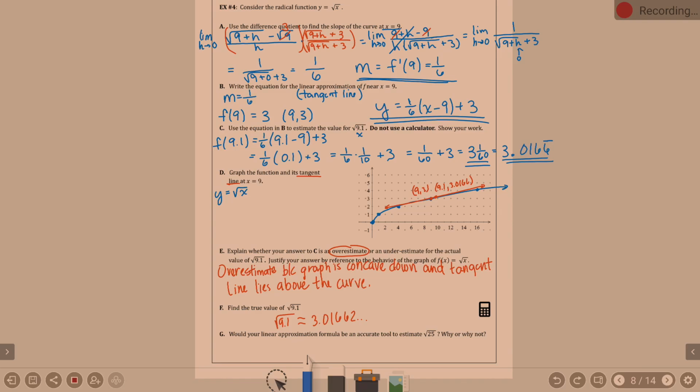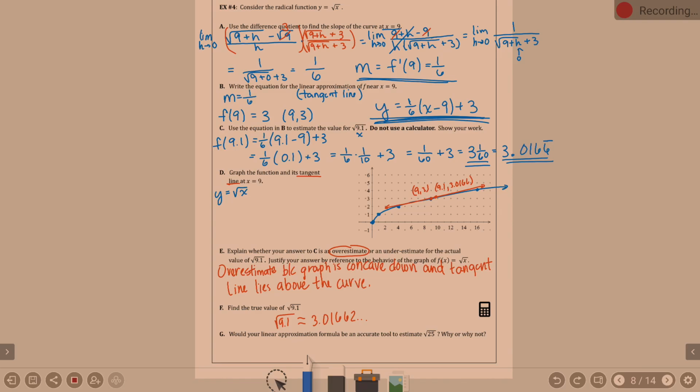Our linear approximation tool right here, what values did we use to help find that? We used the values based on x equals 9. Is 25 close to 9? No, not really, right? So this linear approximation tool that we just came up with works well for values around 9, values in the neighborhood of 9. Something like 25? No. You need something closer to 9 to be able to estimate something like that.